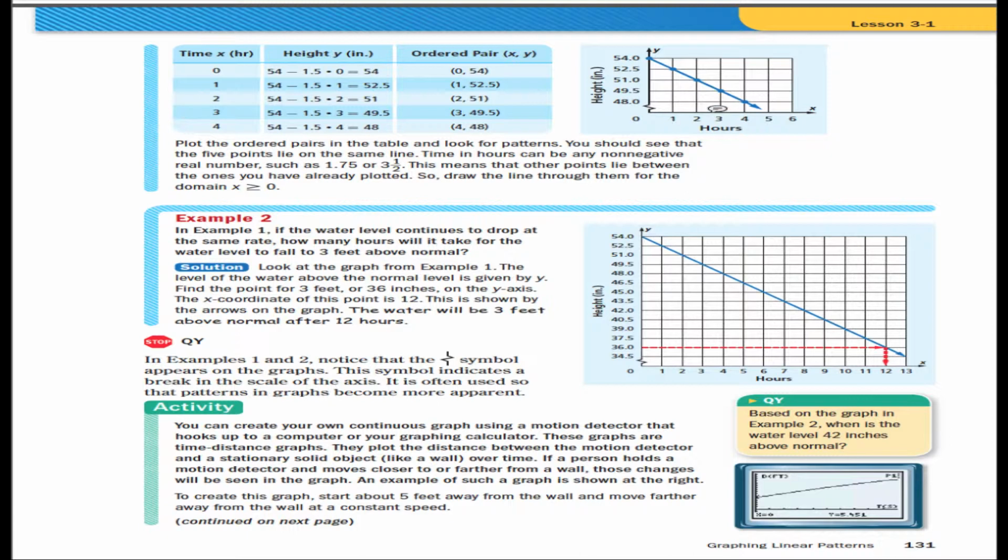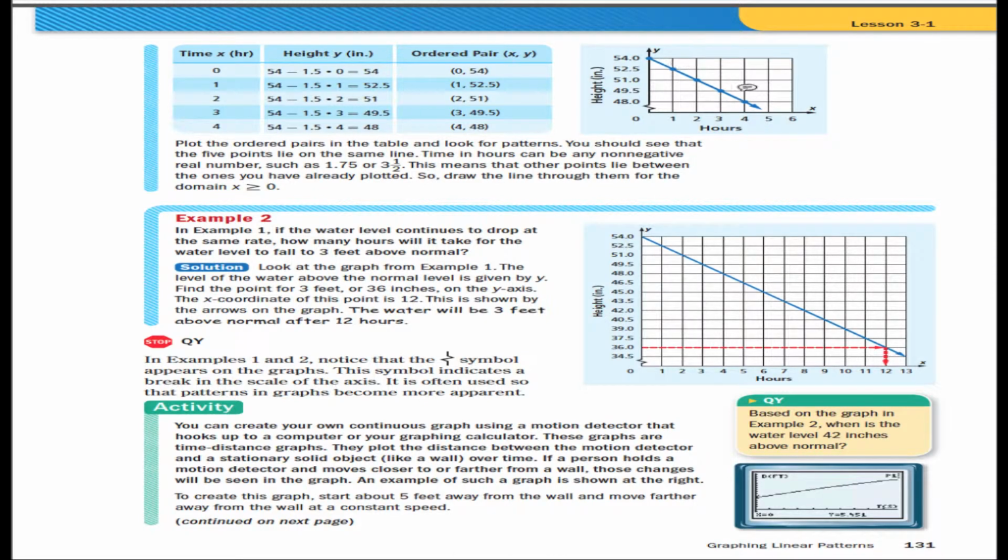Some things to note about this graph: there are the points that they plotted for 0, 1, 2, 3, and 4 hours. They've connected the line in between them because it wasn't a step. It didn't just go from 54 to 52 and a half. Over the course of the hour, it was dropping in a steady linear fashion.